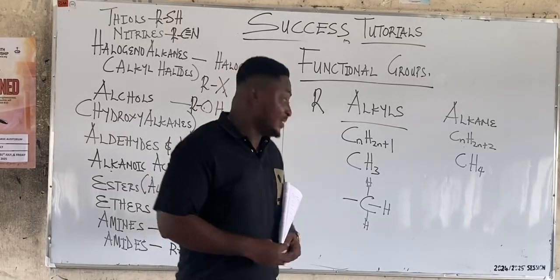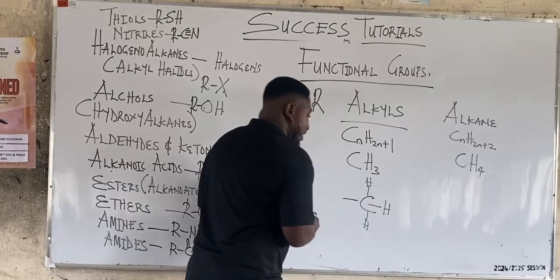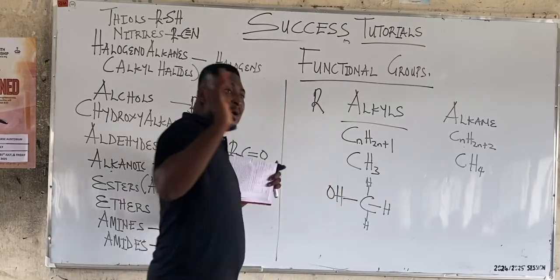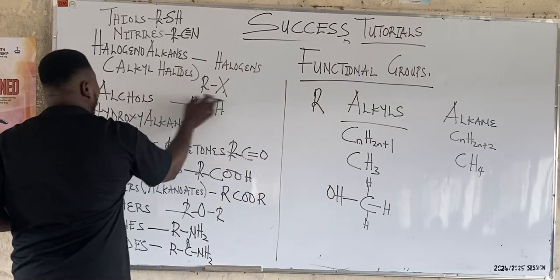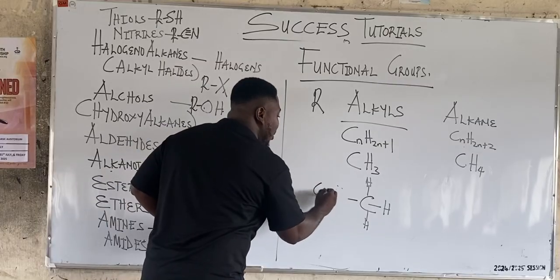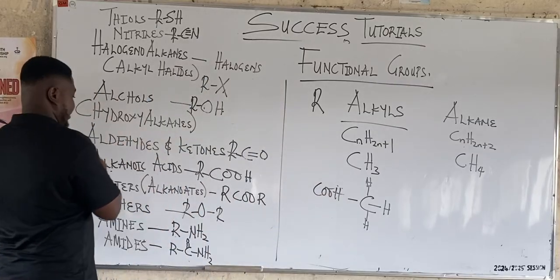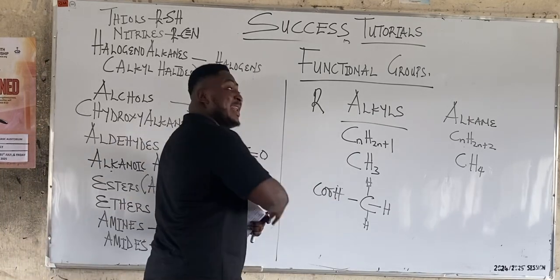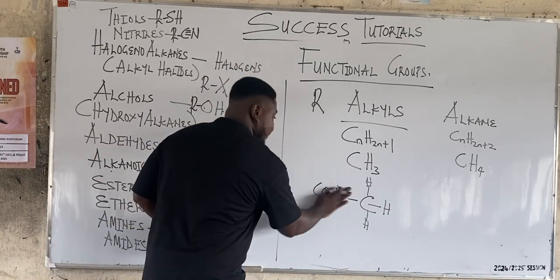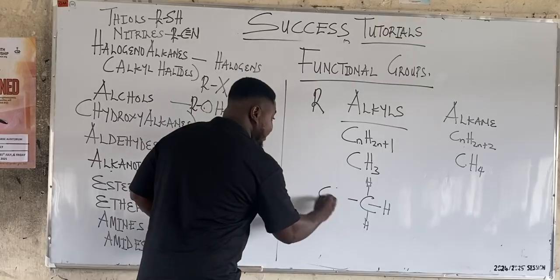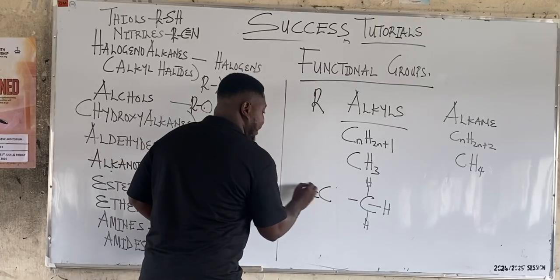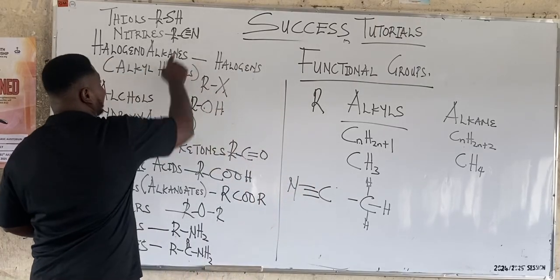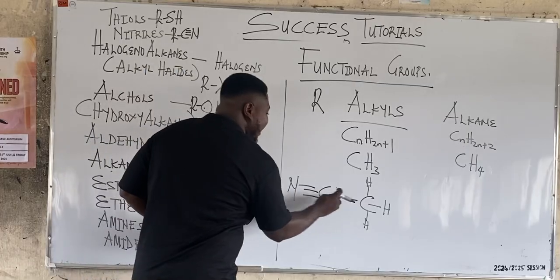Are you following me? So this is CH3. If you put OH here, what does this become? Alcohol. If you change this to COOH, what does it become? Alkanoic acid. Because there's a free space here for anybody to take. Then CN is a nitrile. So anybody can come into this last place.